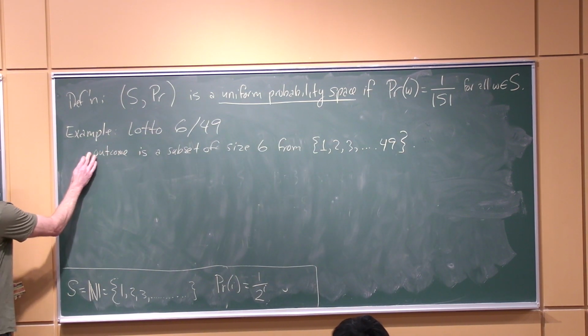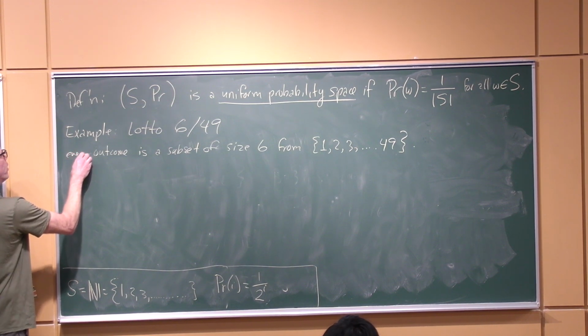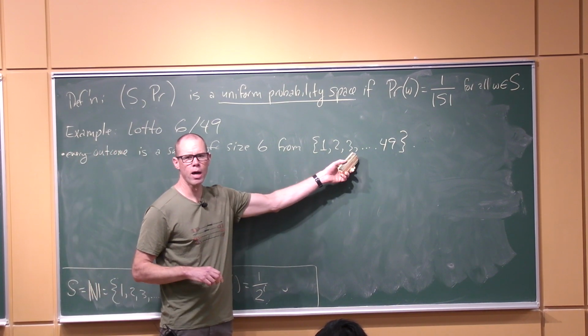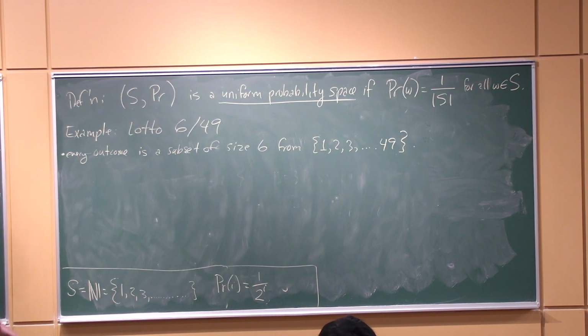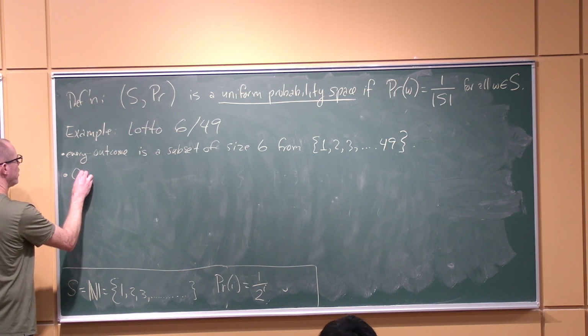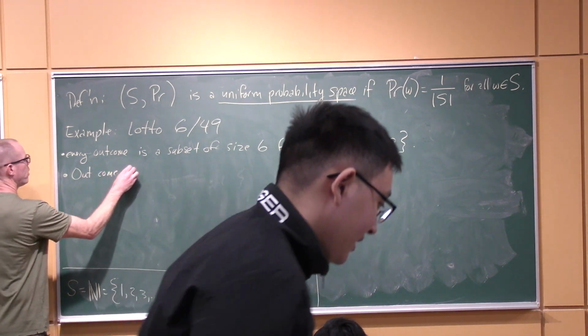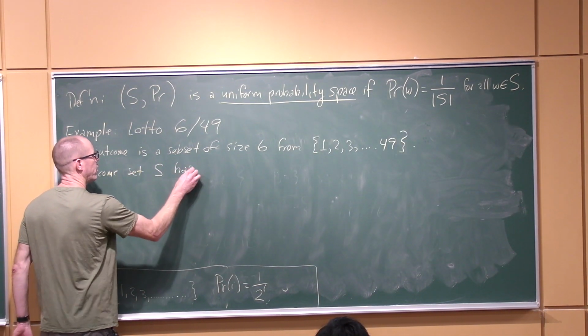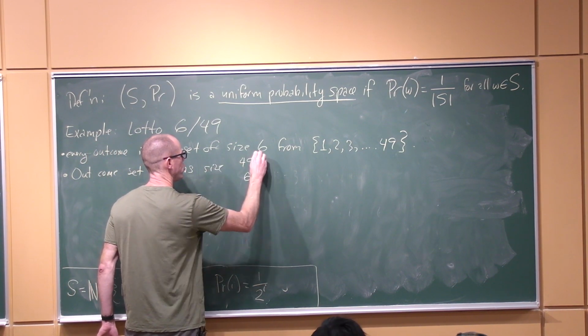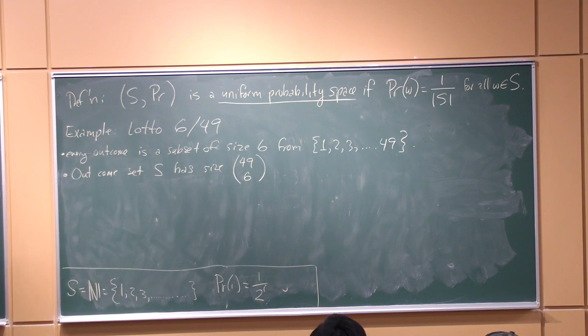So every outcome, and conversely, every subset of size 6 of 1 through 49 is a possible outcome for this lottery. So that means the outcome set S has size 49 choose 6. That's what this thing is supposed to be doing. It's choosing 6 numbers from this set 1 through 49.